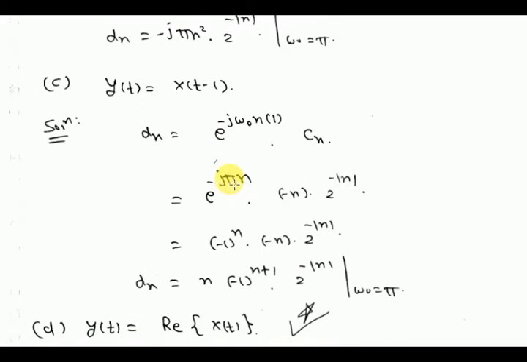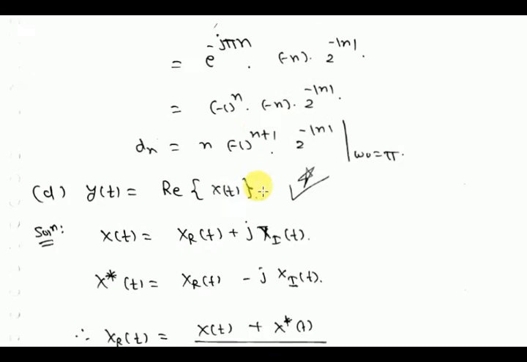Next is y of t equal to x of t minus 1. Here the time shifting property will be useful. dn equals e to the power minus j omega naught t naught Cn, where t naught is 1. Put omega naught equal to pi, and you will find dn like this.